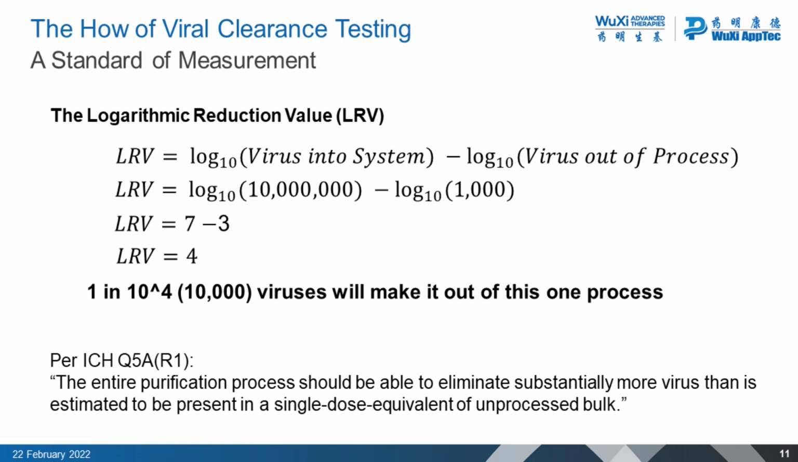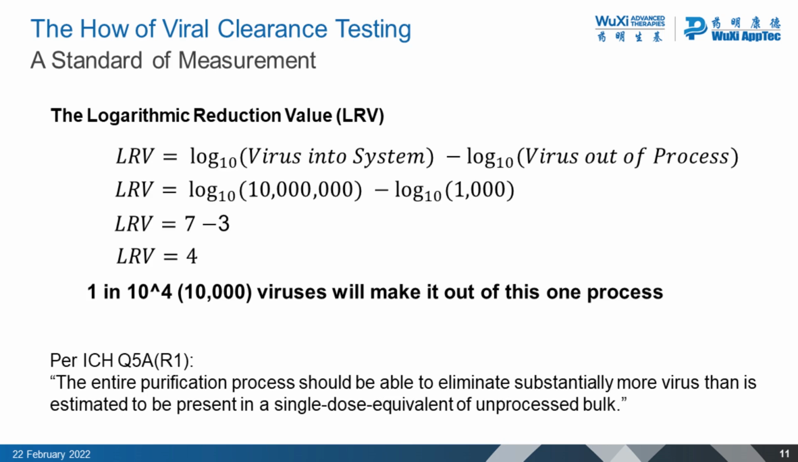So what is the LRV that we discuss? So the log virus, we take into account the log of the virus that goes into the system minus the log of the virus that comes out of the process. And this is generally going to be either your product, your elution from a column step if it's bind elute, or your flow through if it's a flow through column, as well as your post inactivation and post filtration samples. So it's really going to be your log 10 in minus your log 10 out.